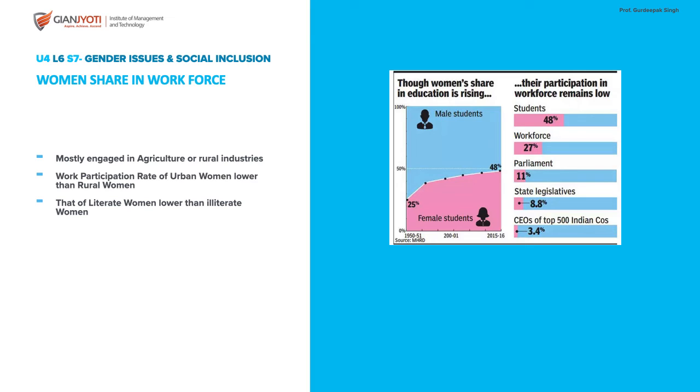Good thing is that the female students are rising. If you look at 2015-16 data, it has come to around 48%, almost half. So the student number in terms of the female students is rising, whereas the workforce is almost one-fourth, which is 27%. 11% representation in the parliament. In the state legislatures, as we discussed earlier, is around 8.8%. And only around 3.4% of our CEOs are women in the top 500 Indian companies.